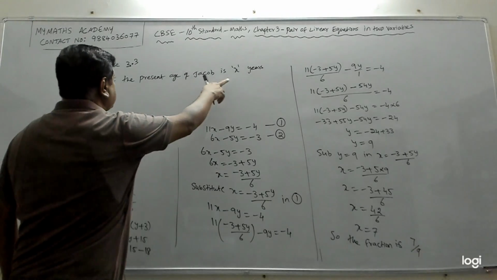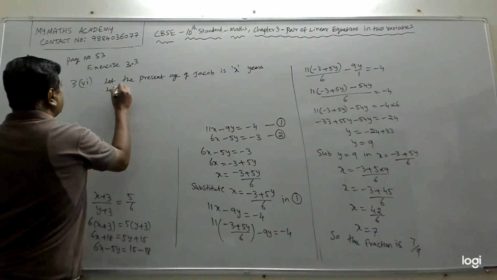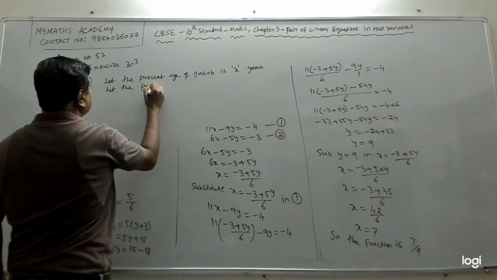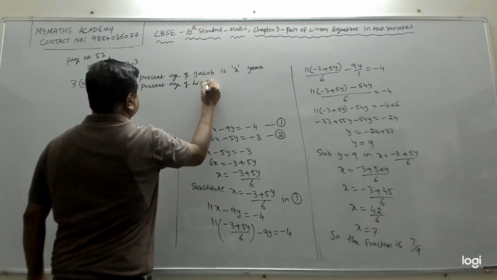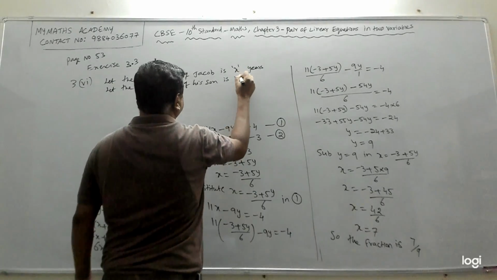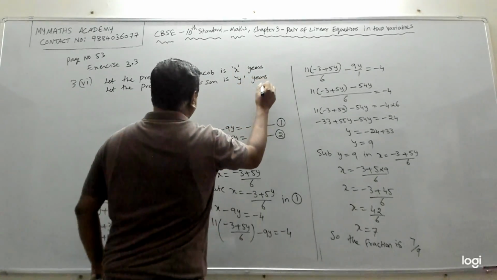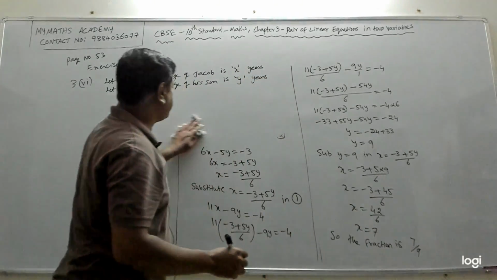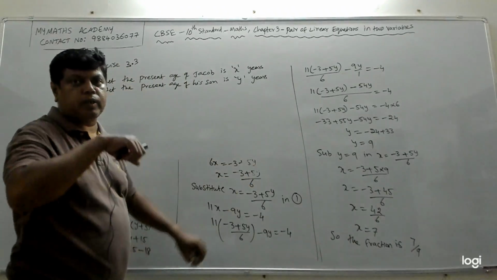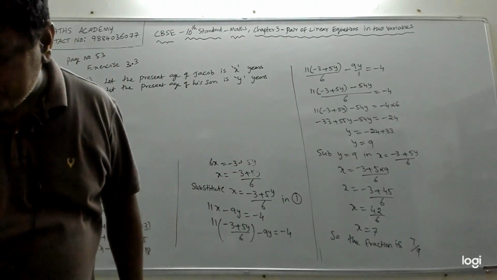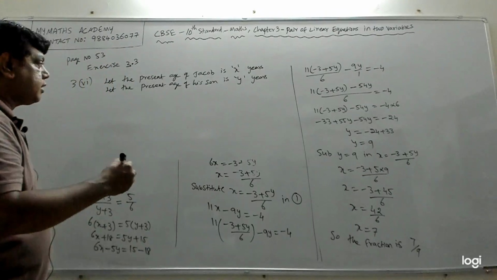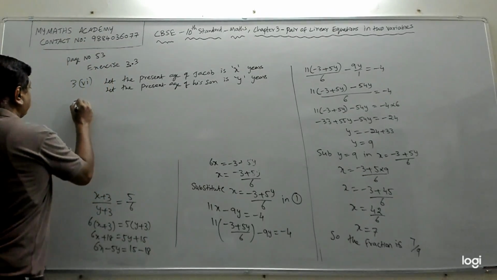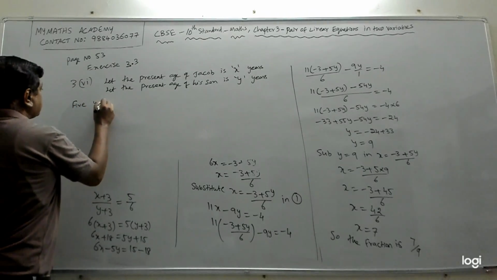So present ages: Jacob is x. Let the present age of his son be y years. Now we should read the question. Let's read the first line of the question. The first line says 5 years hence. 5 years hence means after 5 years.